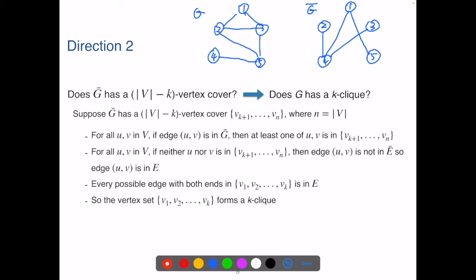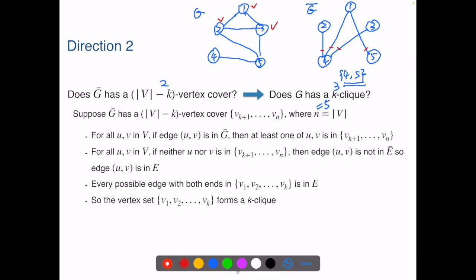So what about the other direction? We know n is 5 here. G complement has a 2 vertex cover. These are node 4 and node 5. So we know these 2 vertices are attached to all the edges in the graph. So in G, for the vertices that are not in the cover of G complement, node 1, node 2, node 3, there must be an edge connecting all the pairwise of these 3 nodes.